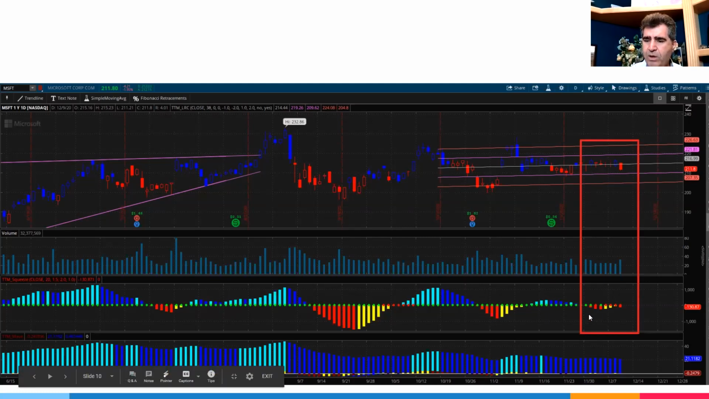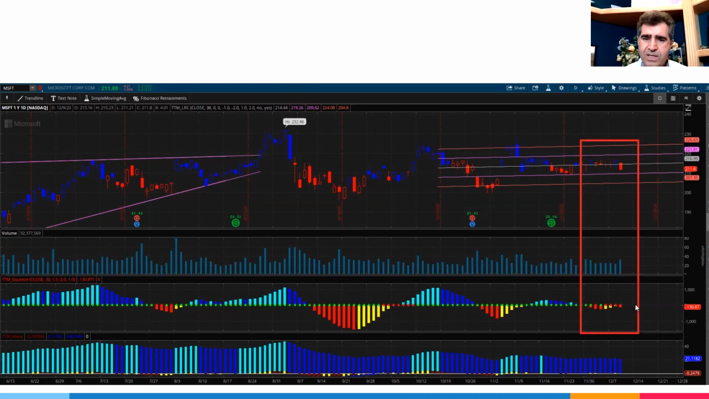So if you recall, we mentioned that Microsoft just went into the squeeze, and that's what happened. You can see it's in the red dots. I also mentioned the momentum was kind of flat, and guess what? We don't really have very overwhelming bars here. We don't really have any direction at this moment.